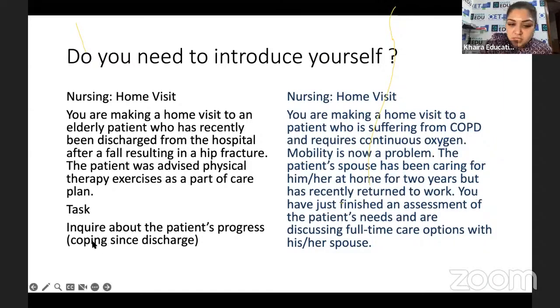And if you see the first task, you know this is the beginning of the conversation. Inquire about the patient's progress. This is the first task, right? So you know that you're going to start the role play from the very beginning of the consultation. So the visit is yet to commence. So in this case, yes, your introduction would be required. So you will say, hello, I'm nurse so-and-so. I'm visiting you from the hospital today to check up on your progress.